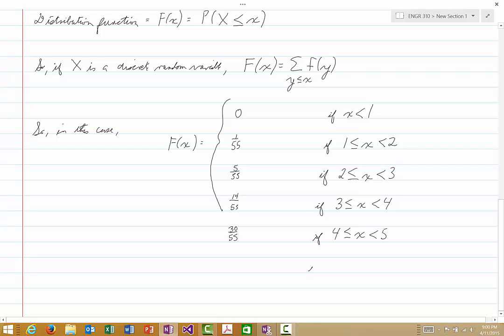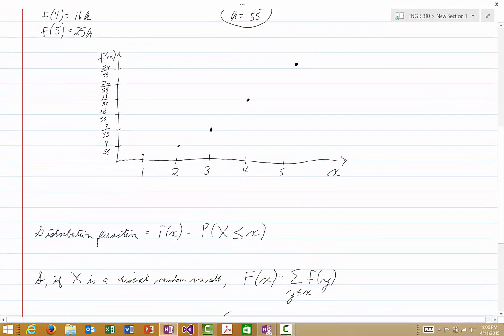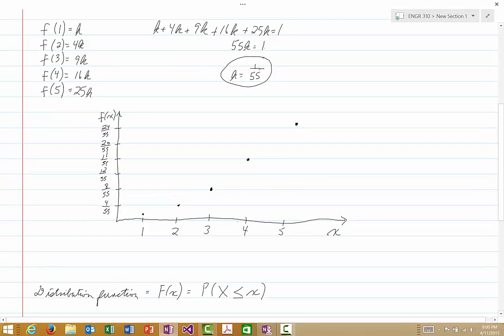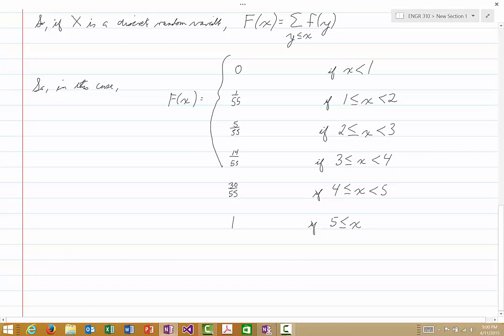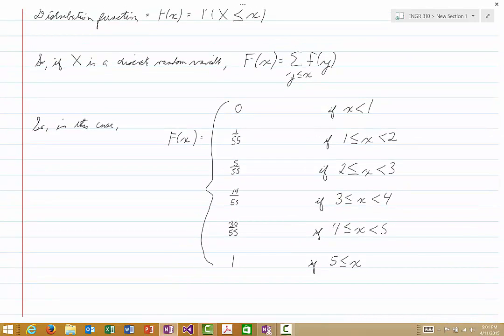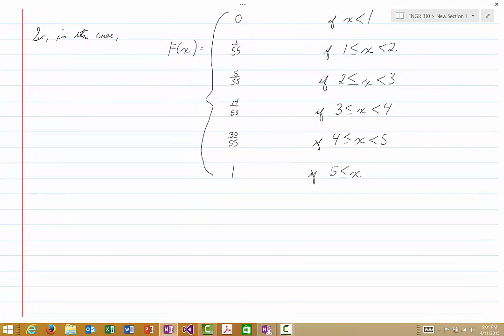And then finally, if 5 is less than or equal to x, now we add up all of them, and so we already know we had 30 if we accumulated up to this point. Then we add that last one, and we get 55k, which is 55 over 55, or 1. And so here is the final expression for the distribution function, and now we can plot that.